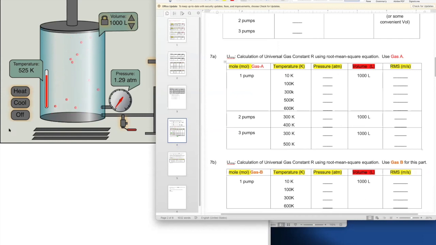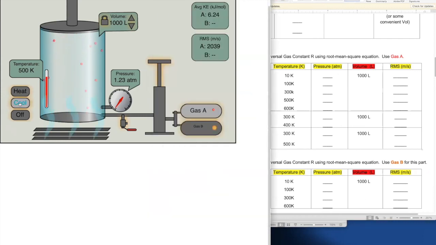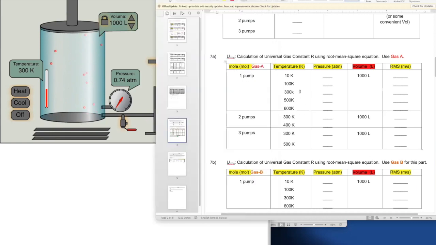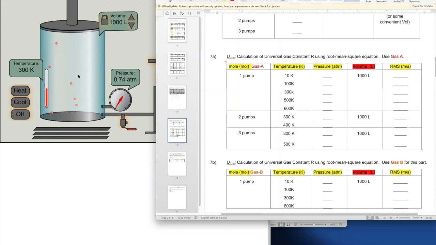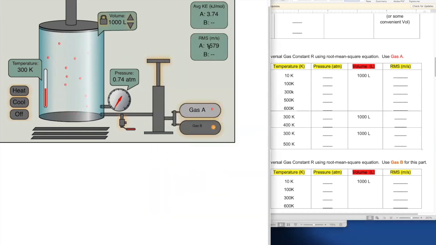So we're trying to get to 300. And again, it's tricky to get these numbers. You've got to be quick with your mouse there. You've got to double click in order to start it and stop it. So now we're at 300 here. This is still one pump. You can figure out the pressure here and you can read the RMS right there.